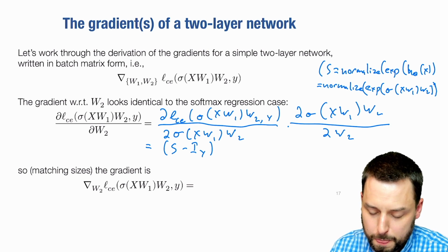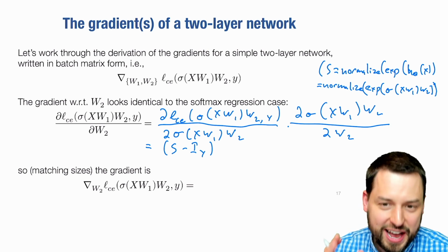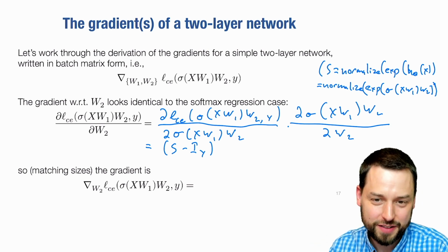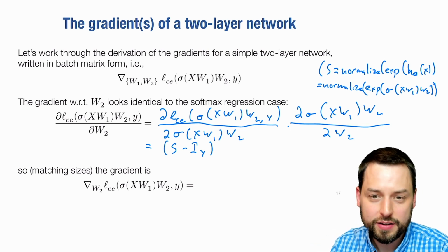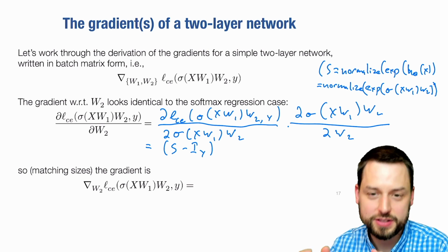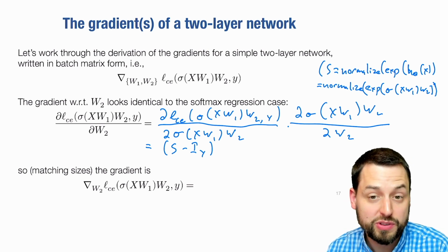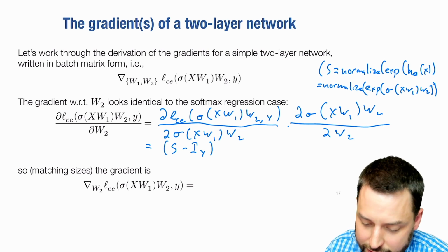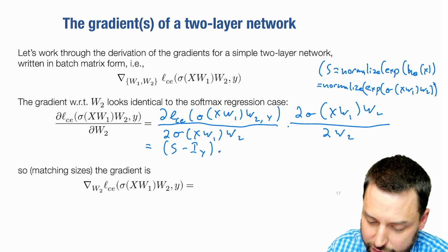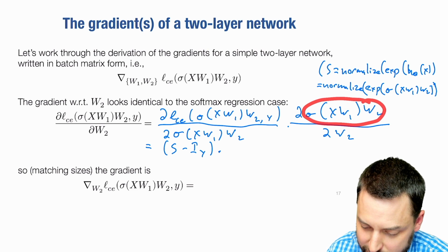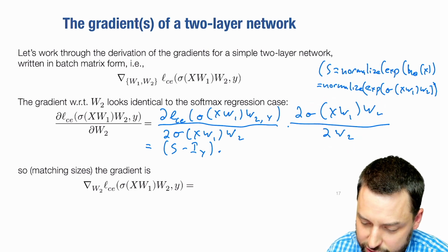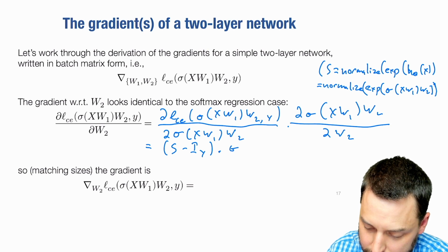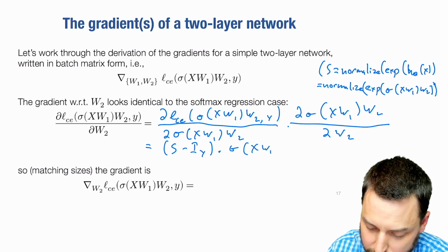And this is exactly the same as in the last lecture, what we saw for the gradient of the softmax, because this is just the gradient of the cross entropy loss, right? And so that term with respect to its input is exactly the same as before. And then times the derivative of this thing with respect to w2, which is just this term right here. So this will be times sigma x w1.